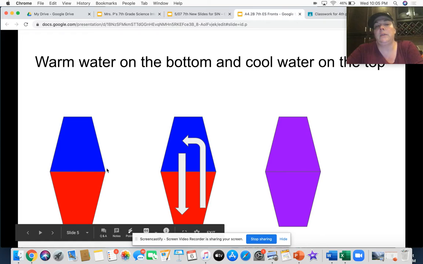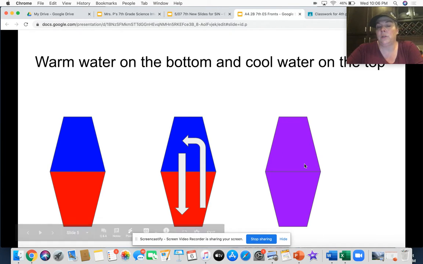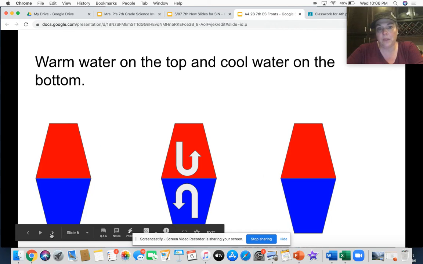When we had the warm water on the bottom and the cool water on the top, the warm water is more buoyant than the cool water. So it pushed up here, and as a result, it pushed the cool water down. And that makes a convection current. It quickly turned a whole bunch of our red and blue water into purple water. It's a really nice, easy way to see the demonstration.